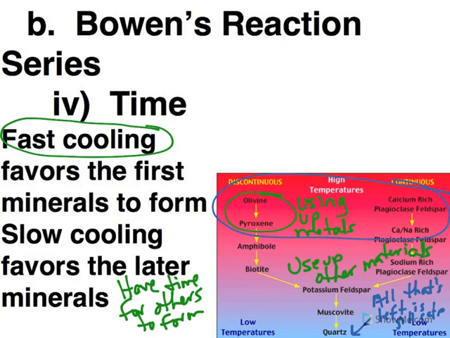So if it takes longer, you're eventually going to get to this stage of nothing left but silicates, and that's when you're going to end up forming quartz. So those are the factors that determine what kinds of materials form under different circumstances.